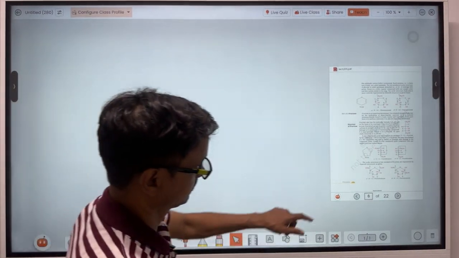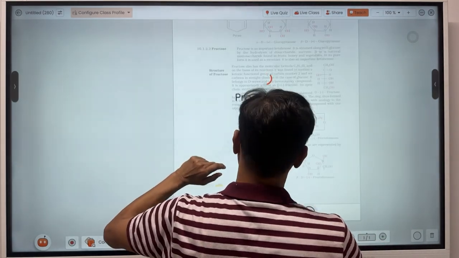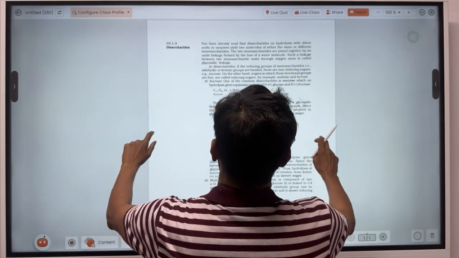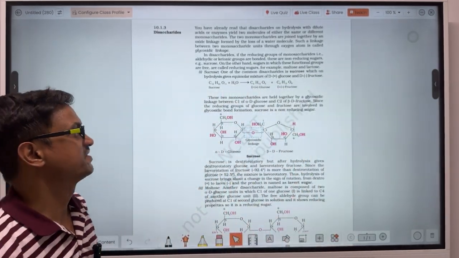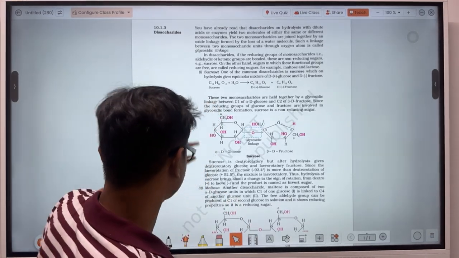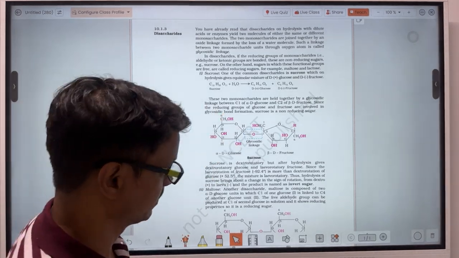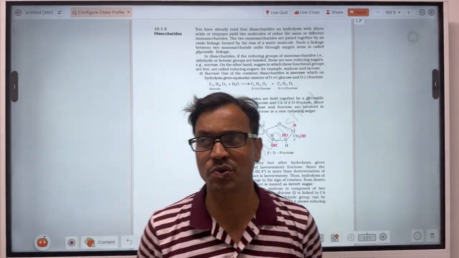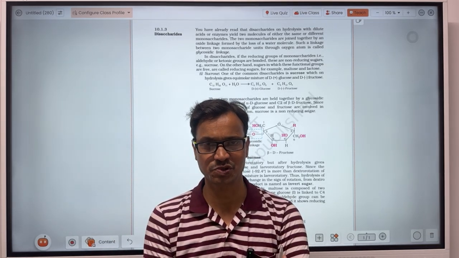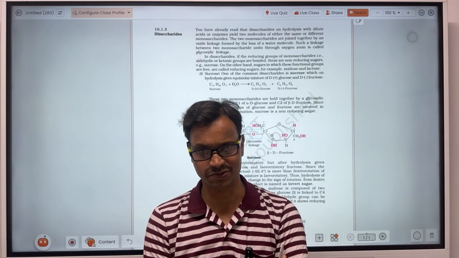Now let's see other factors. That was about the structure of fructose. Now then after is disaccharide. In disaccharide, first of all you will have to study sucrose and then maltose. So firstly let's see about sucrose. I have already told that sucrose is composed of alpha D glucose and beta D fructose.